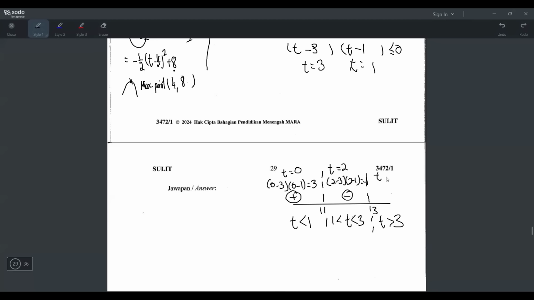Last one, t bigger than 3, I can use 5. So it becomes 5 minus 3, 5 minus 1, which is 5 minus 3 is 2. 2 times 5 minus 1 is 4. 4 times 2, 8. So this is positive.